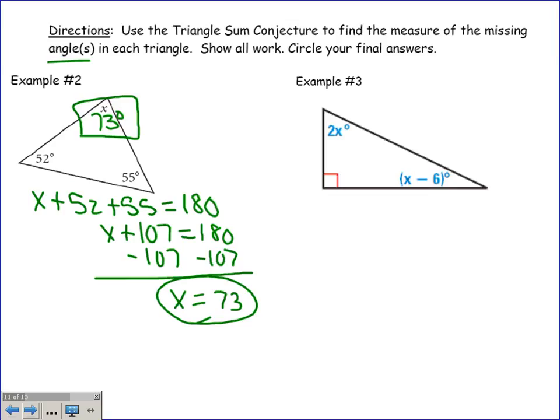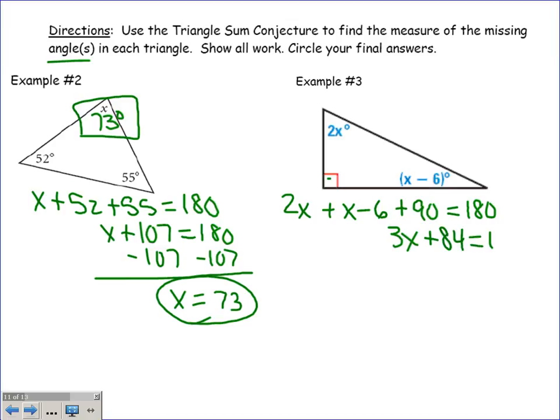Someone want to volunteer? How do we set up the second triangle? X minus 6, yep. What's this angle measure? 90, so we're going to say plus 90 equals 180 degrees, right? Sounds good to me. Okay, so we just add these up. 2x plus x is 3x. 90 minus 6 is 84. Equals 180. What do I do then? Subtract 84 from both sides.